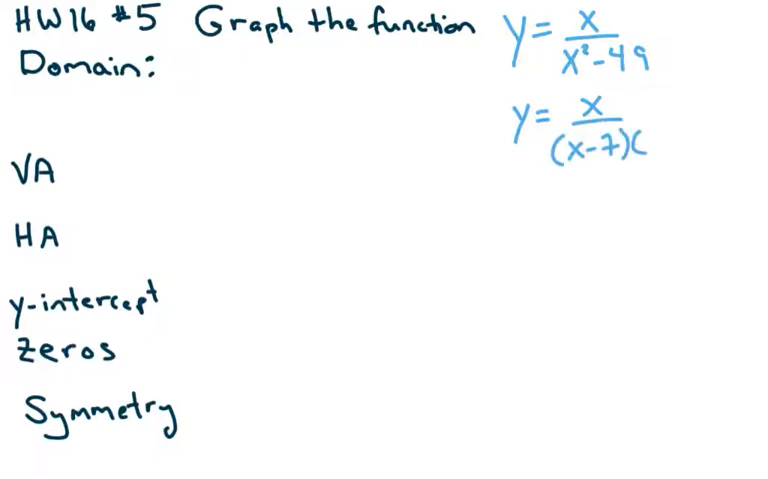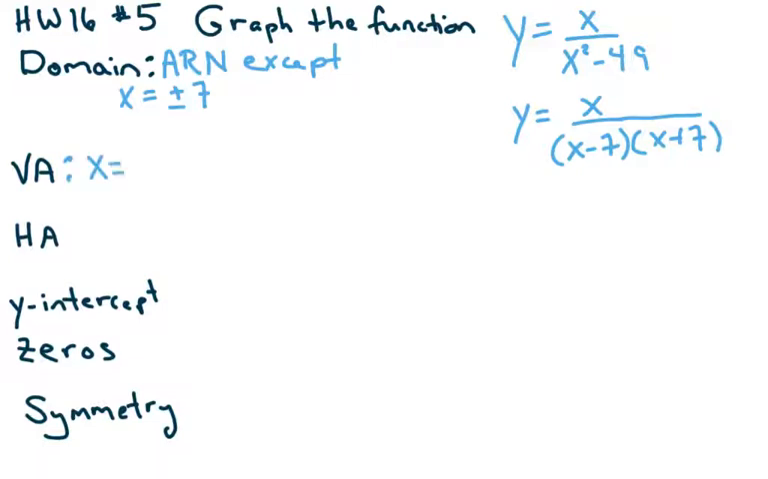Since that's the difference of two squares, that is easy to do. Okay, so now we can see that the domain is all real numbers except whatever makes the denominator 0, and that would be positive 7 or negative 7. We also can see that we have two vertical asymptotes, one at negative 7 and one at 7.